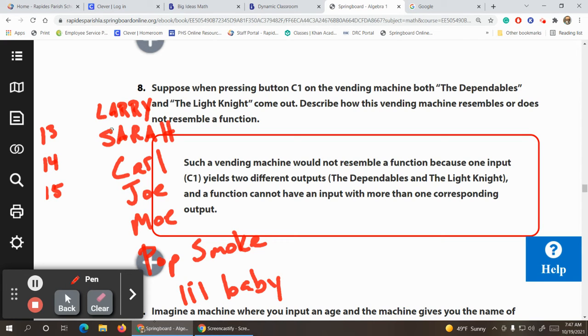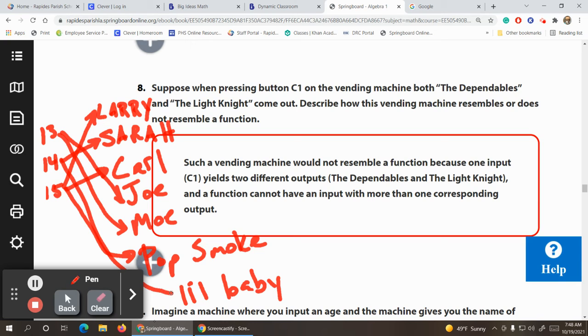All right. So how old is Larry? 15. How old is Sarah? How old is Carl? 15. How old is Joe? 13. How old is Mo? I heard 13 first. How old is Pop Smoke? 14? 15? And how old is Little Baby? 14. Because we only have one coming off, Little Baby is 14.